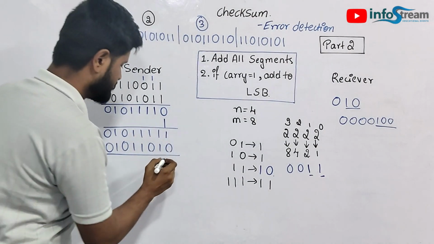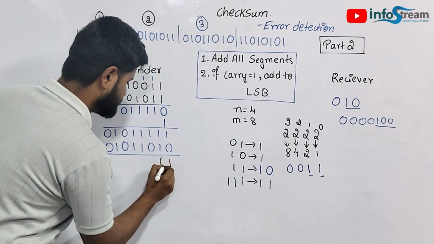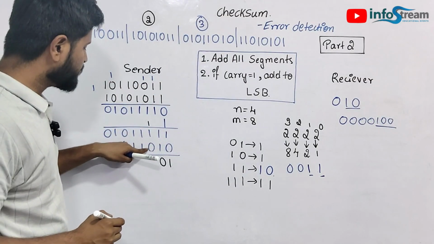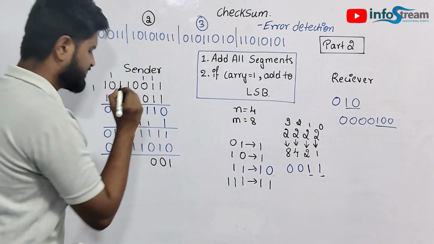1 plus 0, it will be 1. 1 plus 1 will be 2. How will we write 2? 0 will be the sum and 1 will be the carry. 1 plus 1, it will be 2. 2 plus 0, it will be 2 itself. I will represent it as 0, with 1 carry.